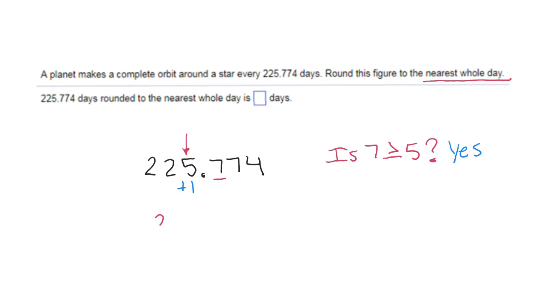And then I add my 2, and my 5 plus 1 will give me 6. And everything to the right will drop off. So now we have 226 days. Right? So that is a rounded number, and we would place it in for our answer. So remember, that is an approximation.